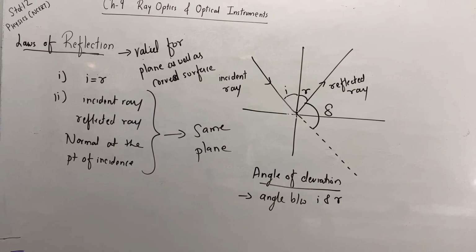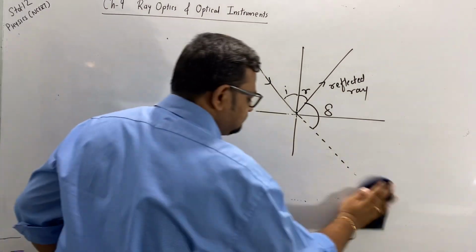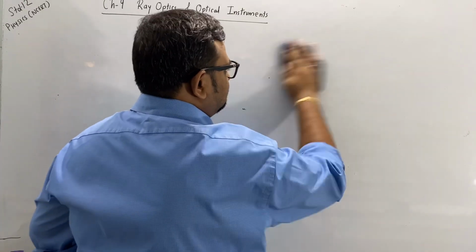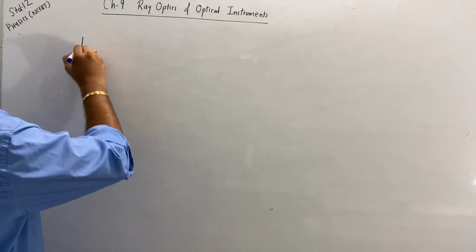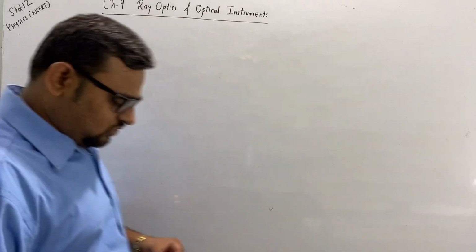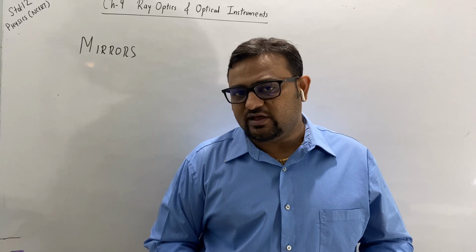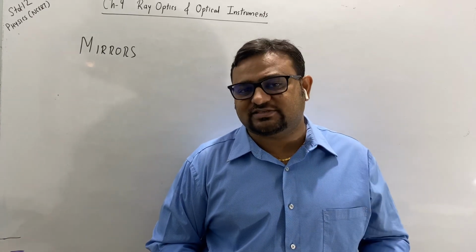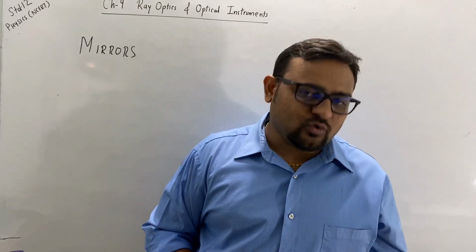Okay, now let's start with the types of mirrors. Now we will see various types of mirrors. Three types of mirror you are going to study in this chapter: plane mirror, concave mirror, and convex mirror.